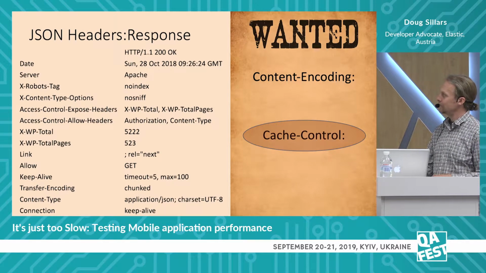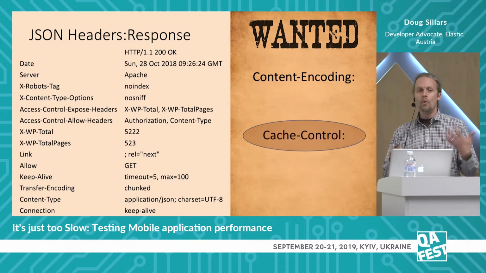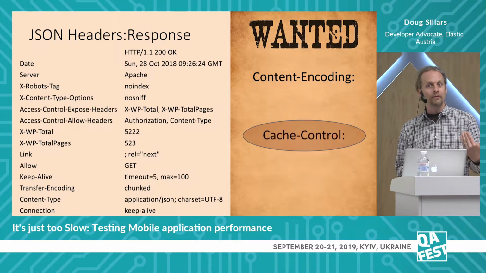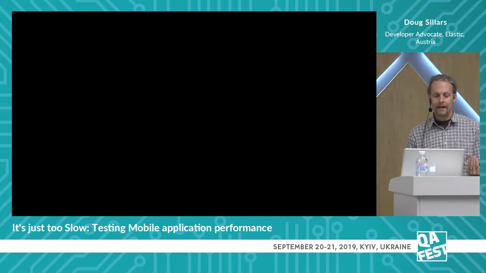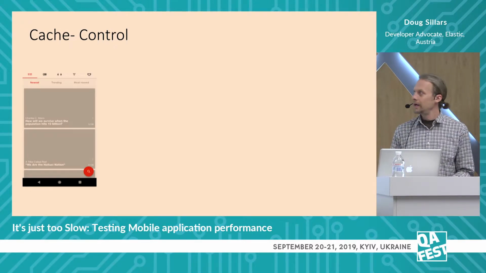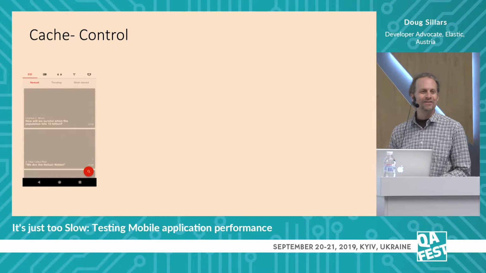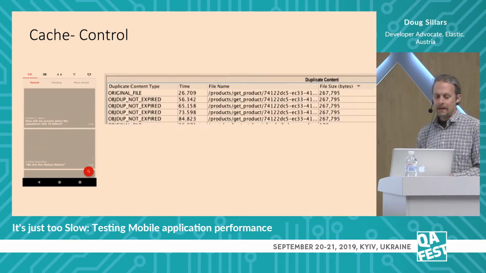The second thing that's missing is caching. The app isn't getting any instruction from the server how long it can store this file. All right, so here I am, I'm opening it up. You can see the images haven't loaded yet when I took this screenshot, right? It's still waiting on that.